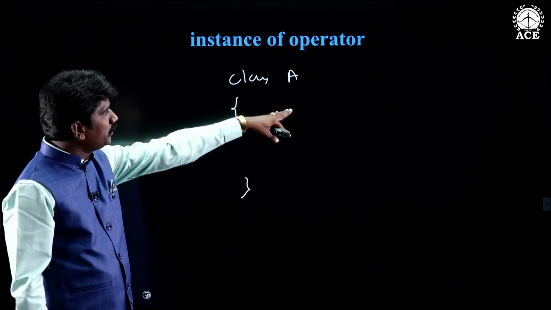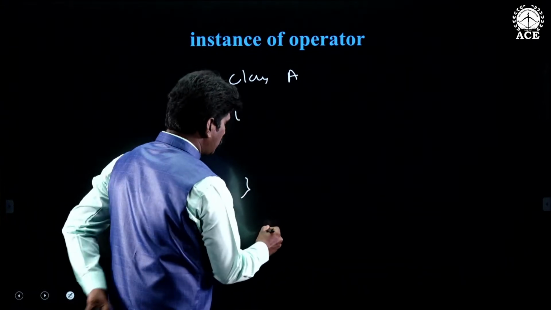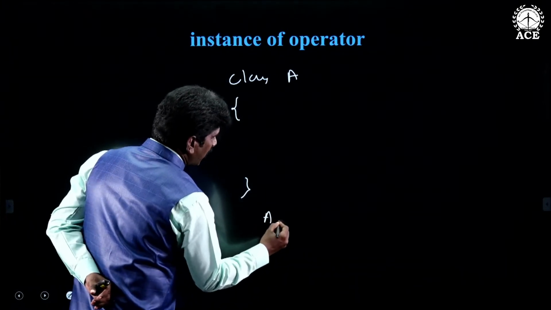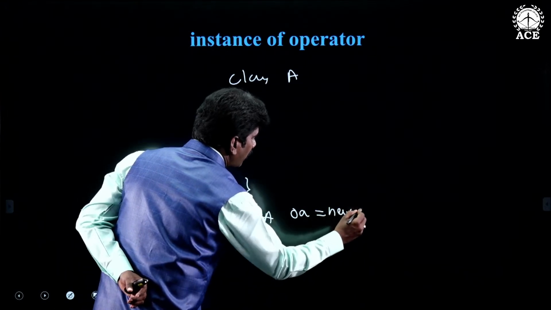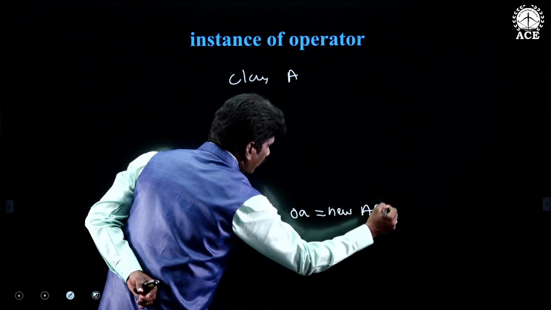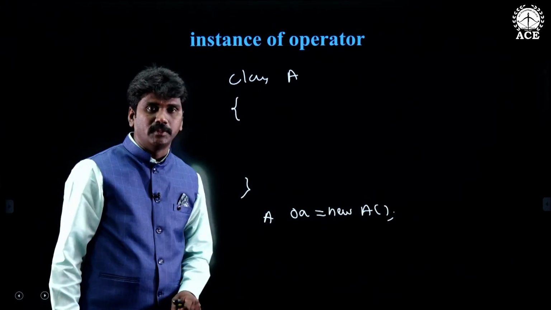Suppose I would like to create the object for A, how can I create it in Java? Class name, space, object name is equal to new class name, along with the constructor call. A OA is equal to new A.